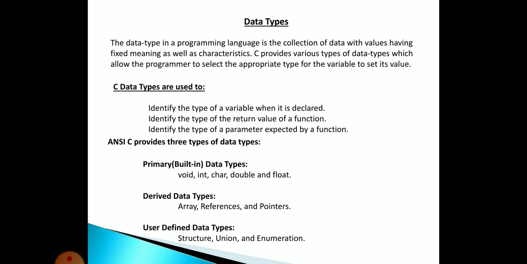Many of these also offer extended data types such as long int and long double. Primarily, the built-in data types are void, int, char, double and float. C supports other data types also: derived data types, array, reference and pointers, and also the user-defined data types: structure, union and enumeration.